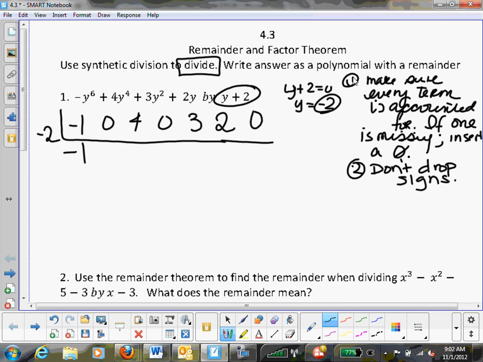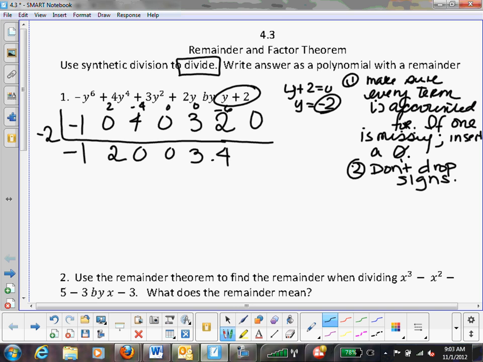Multiply. -2 times -1 is 2. 2 plus 0 is 2. -2 times 2 is -4, and -4 plus 4 is 0. -2 times 0 is 0, and 0 plus 0 is 0. 0, 3, -6, -4, 8, 8. So see, if you hadn't put that last 0 in, you would have said that I have -4 as my remainder, which is actually incorrect, right? Your remainder is a value of 8.